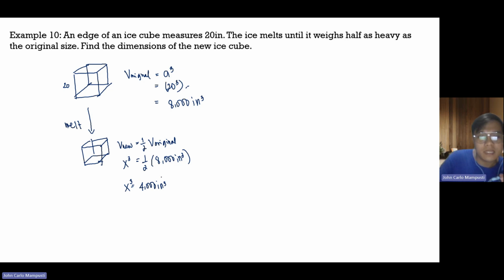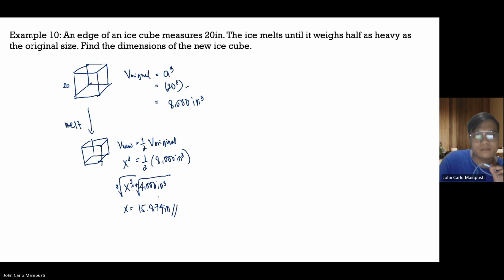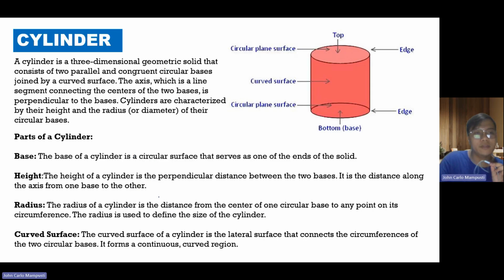So, para matanggal natin yung cube, kunin natin yung cube root. So, x is therefore equal to 15.874 inches. Yung dimension natin is 15.874 inches. So, yun yung dimension ng ice cube natin. Okay. The next one, we have cylinder.